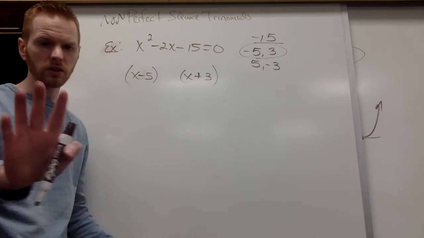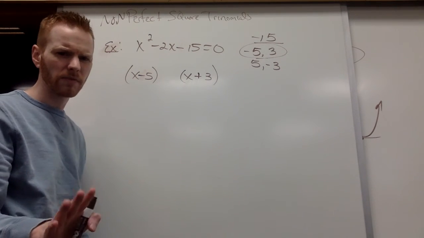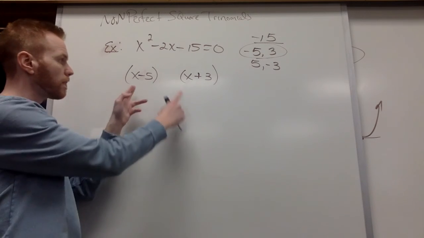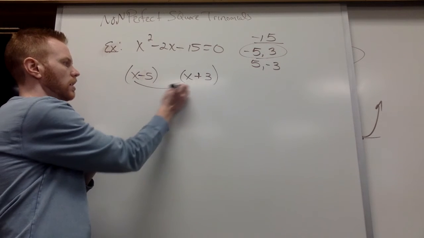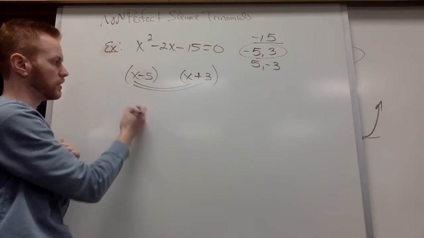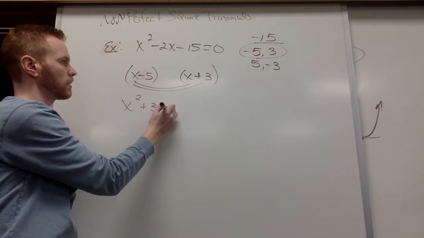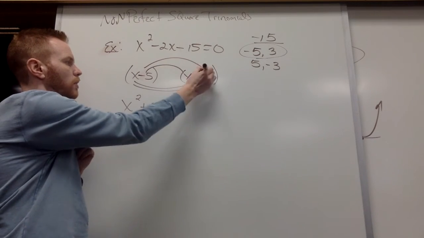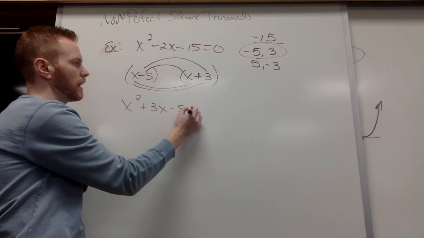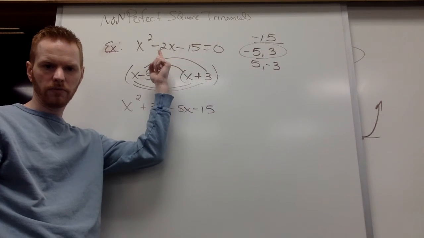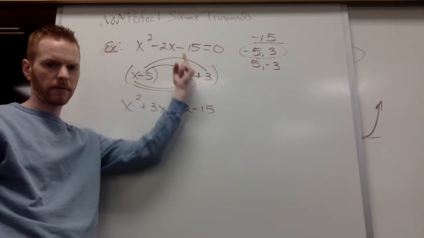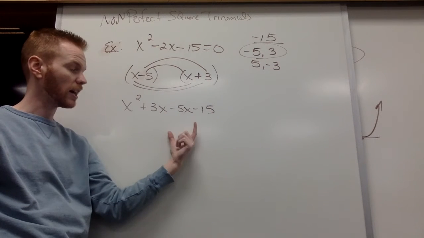Okay. Can we pause the video? Time. Let's multiply these. I want to convince you of something here. If I multiply x to both of these, I get x squared plus 3x. If I multiply the other two, I get negative 5x minus 15. If I combine these two, don't I get negative 2x? Negative 15 and then x squared. See how you get the original?